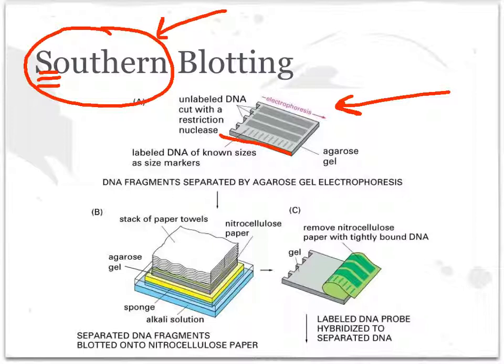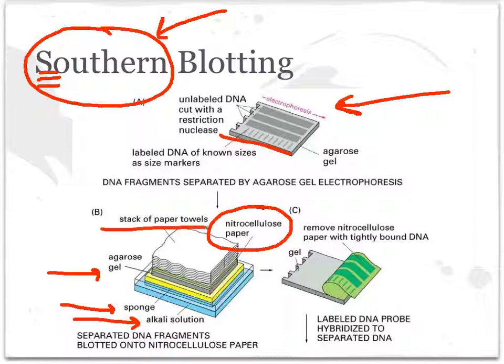Now we take this gel and we apply a specific suite of tests in which we have an alkali or basic solution, we have a sponge. Here's our agarose gel, that's the gray gel, the sponge is the yellow. Right above the agarose gel is this special kind of paper known as nitrocellulose paper. Nitrocellulose paper is a specific kind of paper that has a high binding affinity to things like DNA.